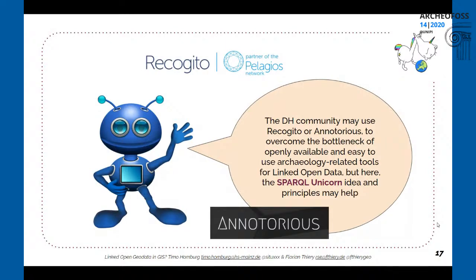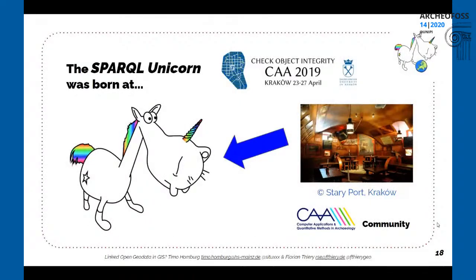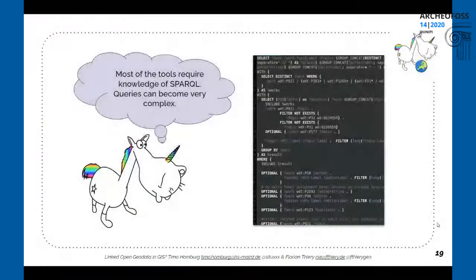And those are exactly the kinds of tools that we would like to develop, which make it easier actually to produce linked data. Now, what is the Sparkle Unicorn we are talking about in this talk? This is an idea which was created at the CAA conference 2019 in Krakow, out of the need to find a term for such tools that enable an easy access to Sparkle endpoints and linked data.